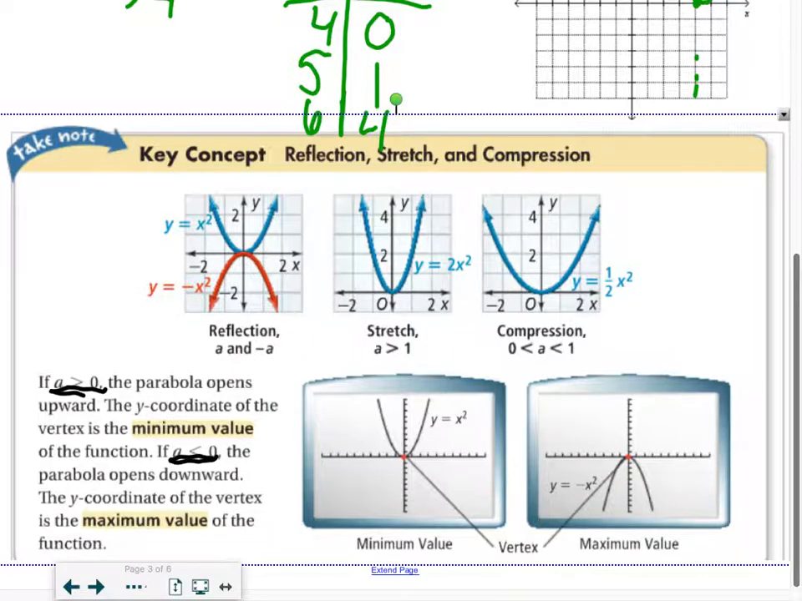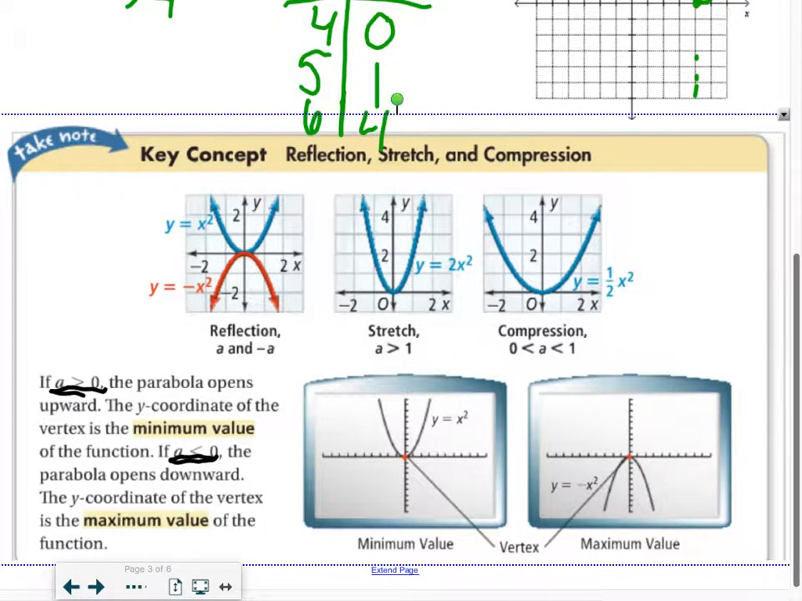Gotta keep up. Oh, that wasn't your blank. We hadn't gotten there yet.